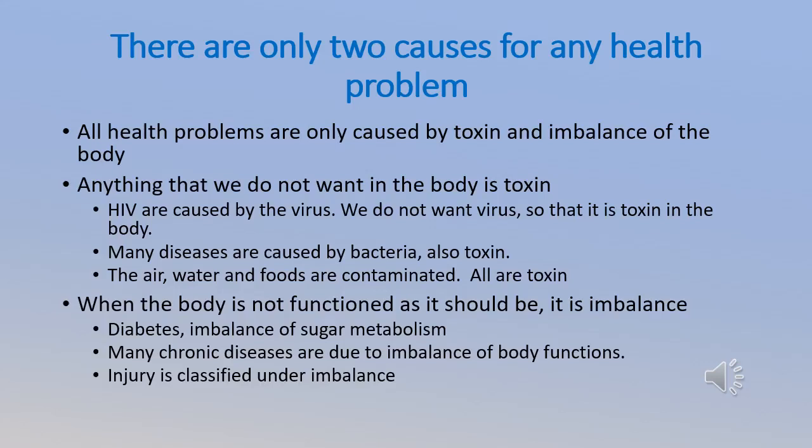Many people ask about diabetes. Diabetes is an imbalance of the sugar metabolism inside the body. Then hypertension is also an imbalance of the circulation. So many chronic diseases are due to imbalance of body function. Sometimes people ask me, how about injury? Someone has an accident or injury. So we say injury is due to imbalance. The body is injured, it does not function as it should. So it's also under this second category, the imbalance.